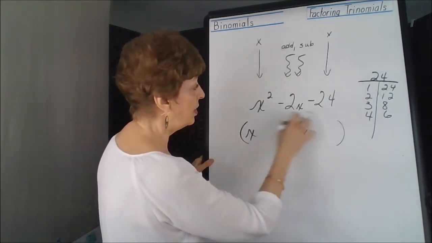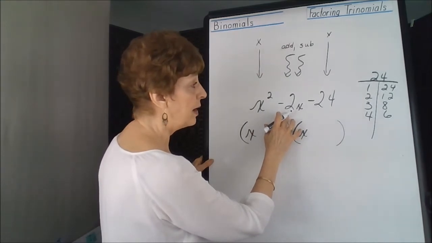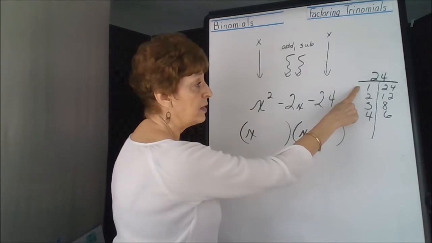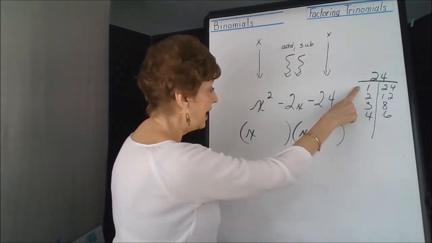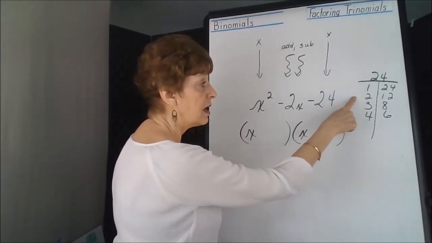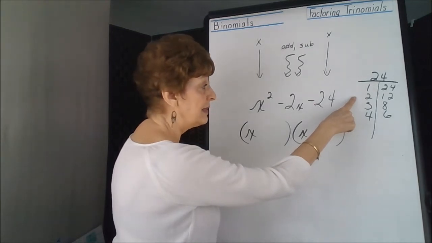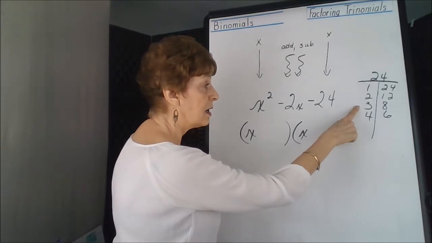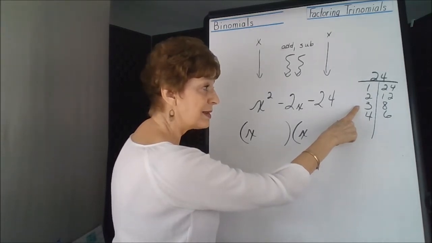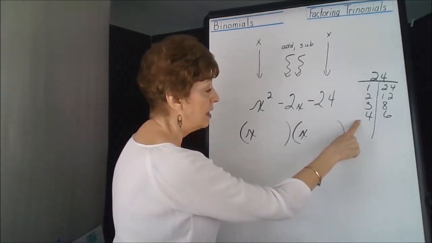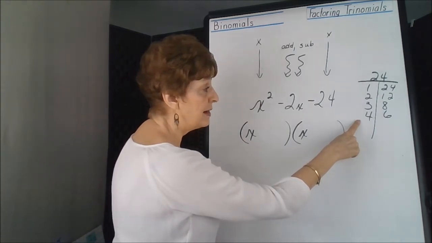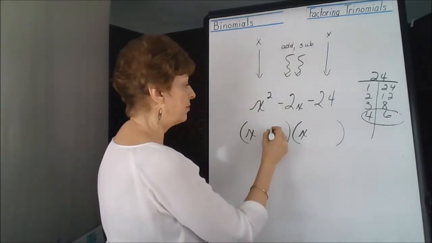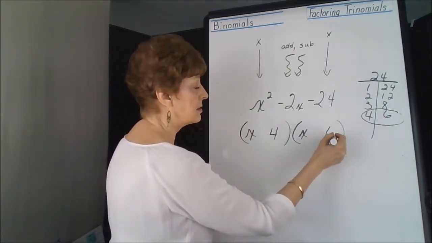Now I have to come over here and think about what adds or subtracts and makes 2. 23 if I subtract, 25 if I add. 14 if I add, 10 if I subtract. 8 minus 3 is 5, 8 plus 3 is 11. 4 and 6. 6 minus 4 is 2. Oh, that's it. So I'm going to put a 4 and I'm going to put a 6.